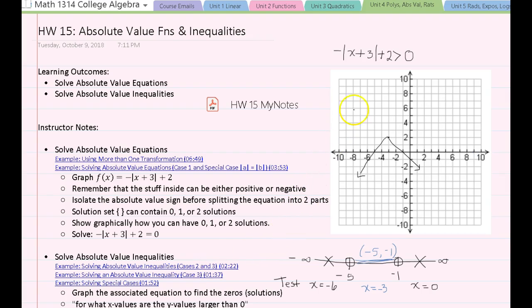Let's take a look at the graph of the inequality. Here is the original graph of the equation f of x is equal to negative absolute value of x plus 3, plus 2, that we graphed earlier. The inequality states that we are looking for y values of the graph that are greater than 0. We can see that the graph is above the x-axis for the x values between negative 5 and negative 1. We cannot include negative 5 nor negative 1, as these values will cause the equation to equal 0, not be greater than 0.